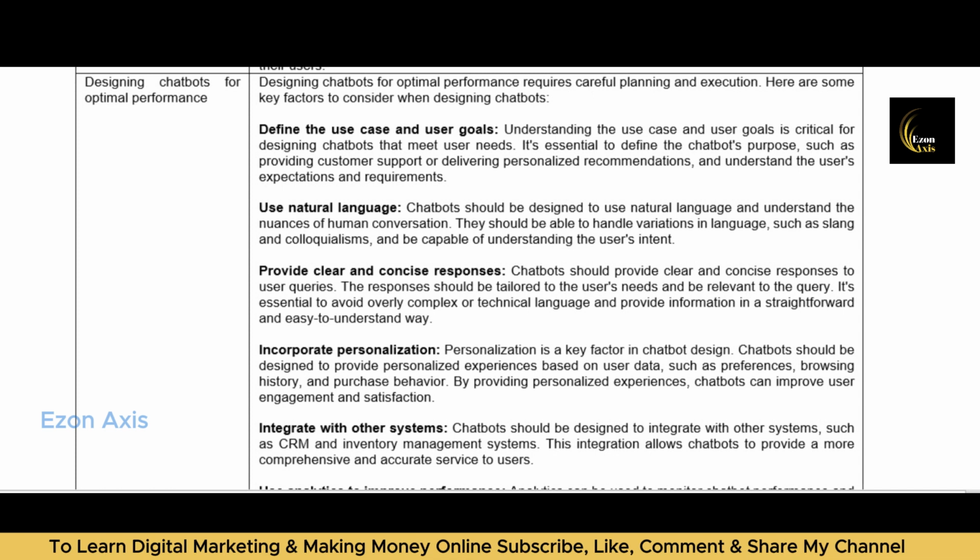Next part, integrate with other systems. Chatbots should be designed to integrate with other systems such as CRM, customer relationship management, and inventory management systems. This integration allows chatbots to provide a more comprehensive and accurate service to users.